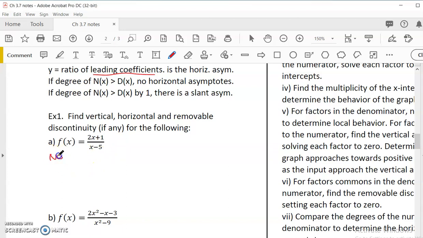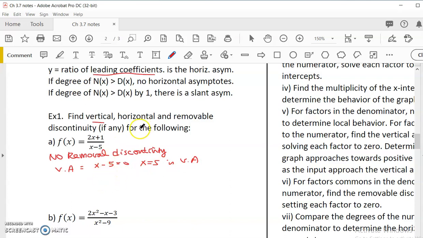No removable discontinuity because there's no common factor. And then we are going to find the vertical asymptote first. Vertical is the denominator, because this would be when the graph breaks up. It is undefined. A point is undefined there. So we'll solve x minus 5 equal to 0. So the vertical line is x equal to 5. It's the VA.